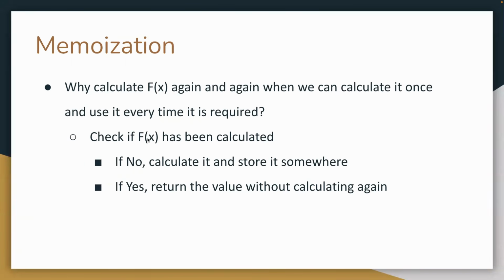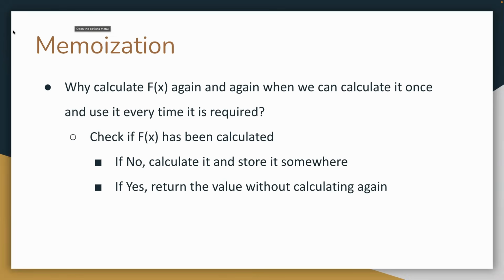We first of all need to check whether f of x has been calculated or not. If, let's say, we have a mechanism to do this, then what are the two conditions? The first condition is that it hasn't been calculated before. If not, then calculate it and store it. If yes, then directly return the value without calculating. Is this slide making sense to everyone? This concept of memoization?